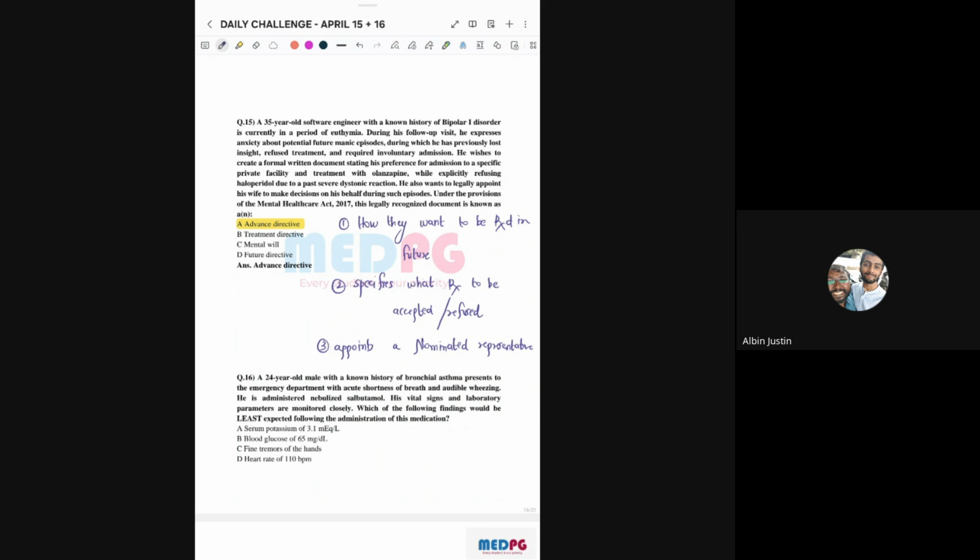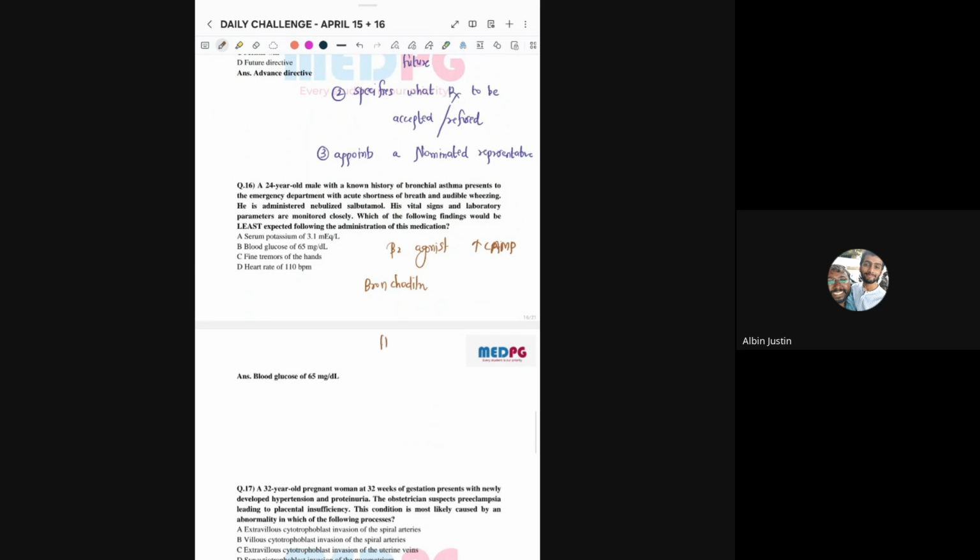Now, question number 16, effects of salbutamol, which is the least to be expected. Okay. So, salbutamol is a beta agonist, which causes increase in cAMP and it causes bronchodilation plus metabolic and systemic effects. So it can cause hypokalemia, tachycardia, tremors, and hyperglycemia, but never hypoglycemia.